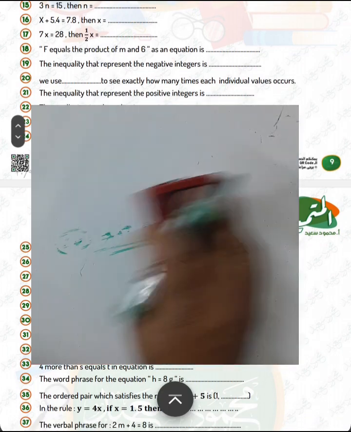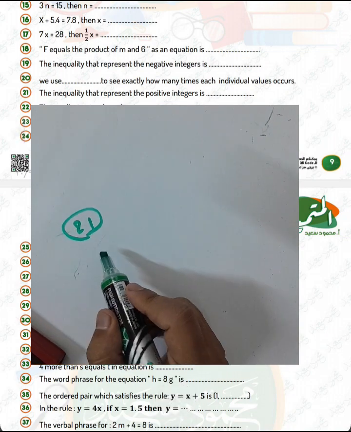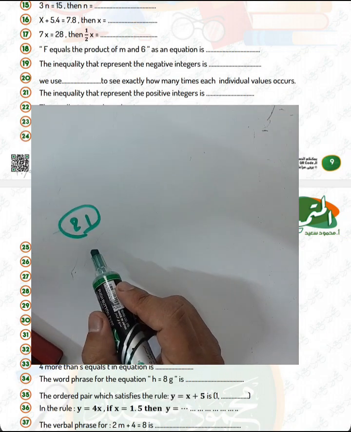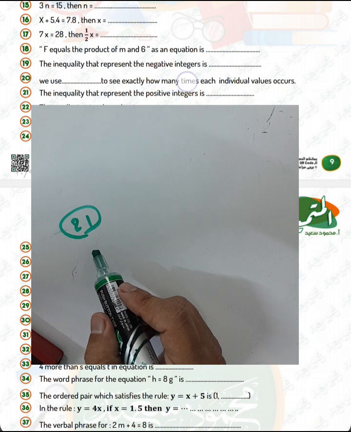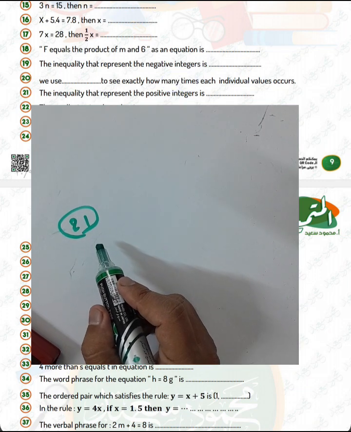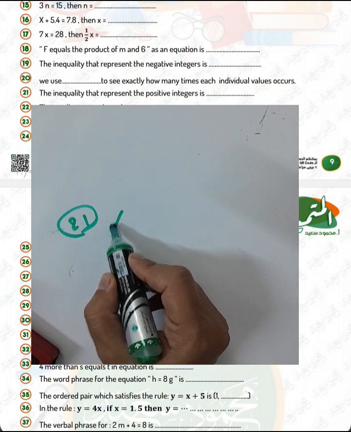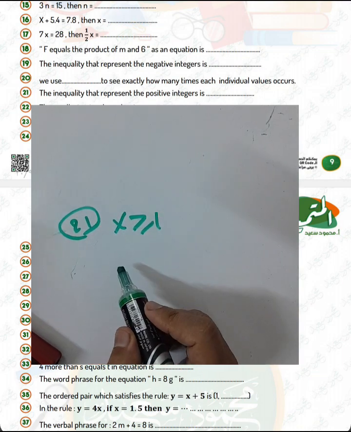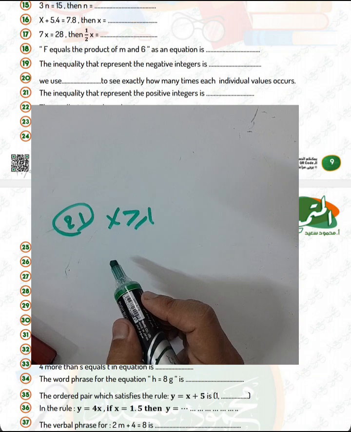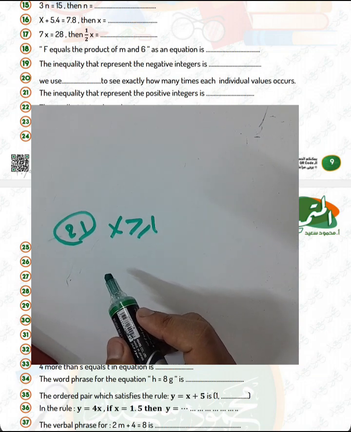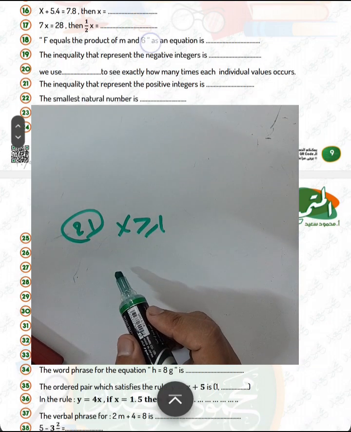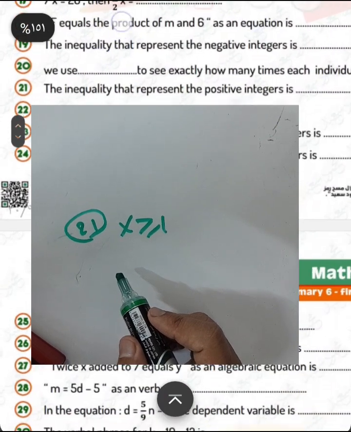Question 21, the inequalities that represent positive integers, it will be x greater than or equal to 1. Okay, or x greater than 0. Positive integers. Okay. Question 22, the smallest natural number, it will be 0.